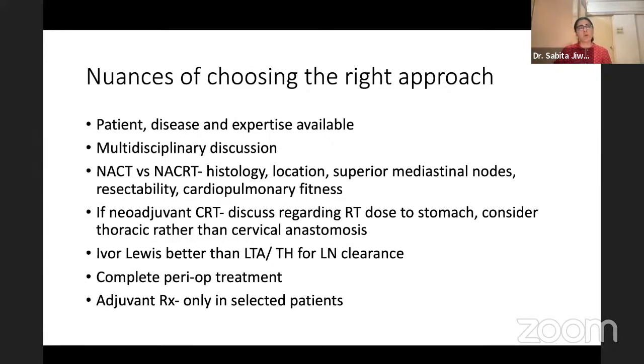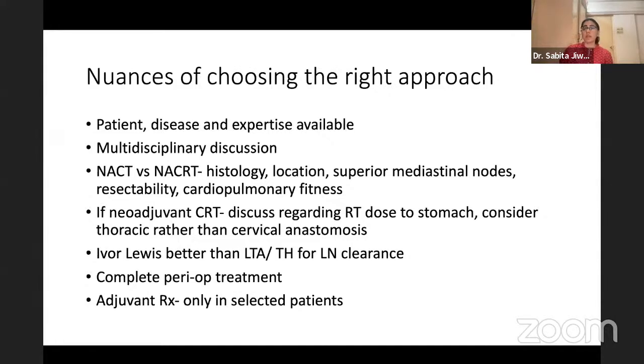You have to see what expertise you have available in your center and what surgery you will be able to offer. So NACT and NACT-RT, the debate is never ending. There have been meta-analyses published, there have been many studies, but finally it comes down to that both are almost equivalent, but you have to see what your patient's fitness is, what is the extent of tumor, and what surgery you're going to do later on.